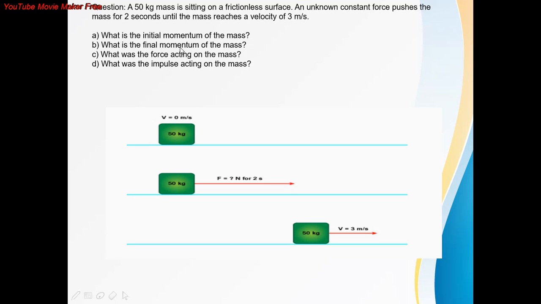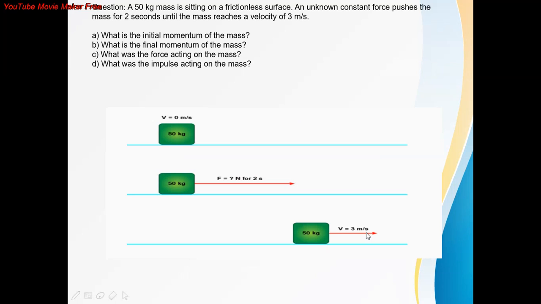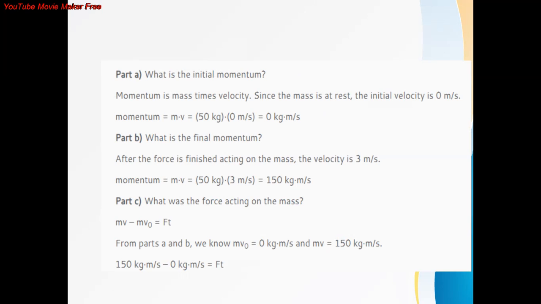As we know, momentum is mass times velocity. Here the initial velocity is 0 meter per second. Since the mass is at rest, the initial momentum will be equal to m into v, that is 0 kg meter per second. So this will be the initial momentum. For the final momentum, the velocity becomes 3 meter per second and the mass remains the same. So the final momentum will be 50 into 3, that is 150 kg meter per second.